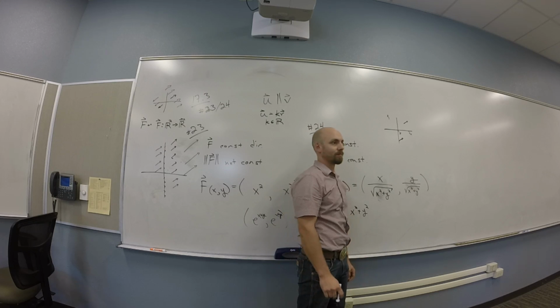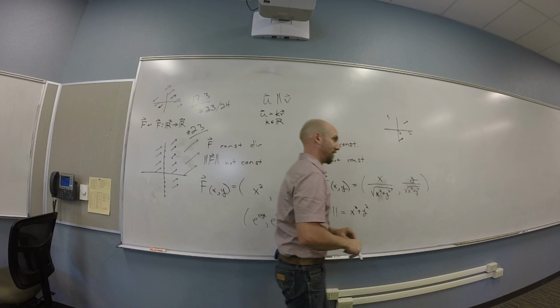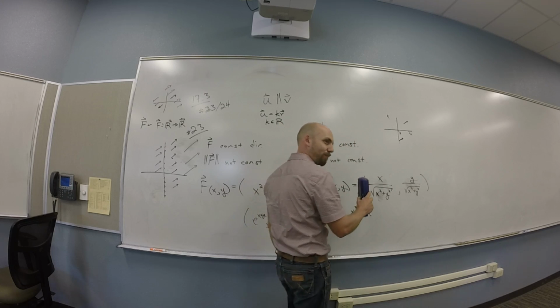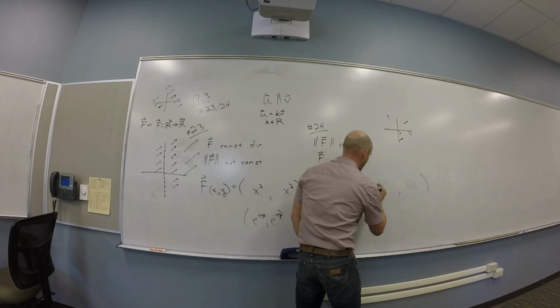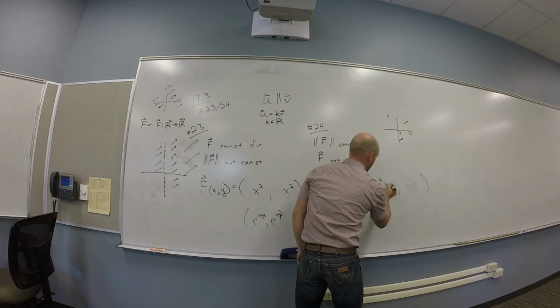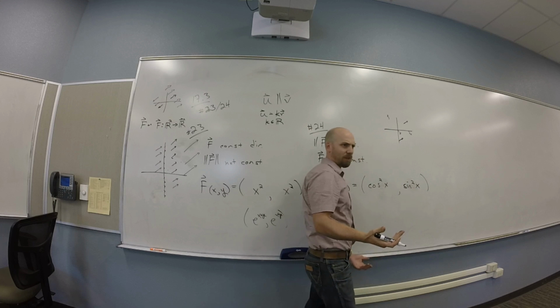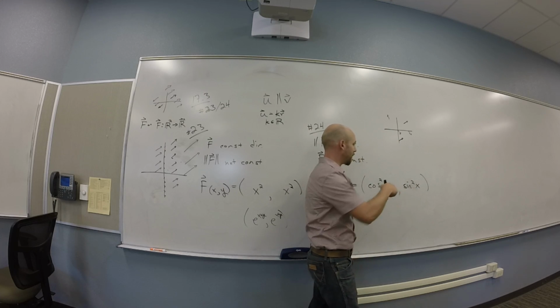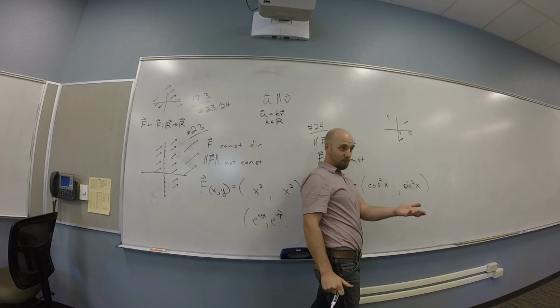Could we do cosine squared x, sine squared y? No. Almost. What if they were both x? Then you have better luck, equal to 1, but you still have problems. If you do cosine squared x, sine squared x, you're trying to exploit the Pythagorean theorem, right?